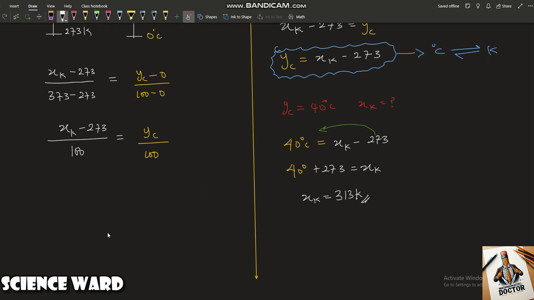In the next video, we'll be looking at how we can relate the Kelvin scale and the Fahrenheit scale. You can go ahead and look for that before you watch the next video.